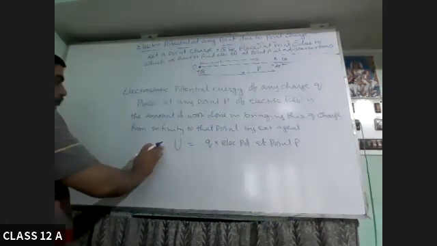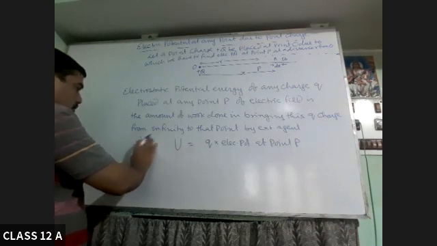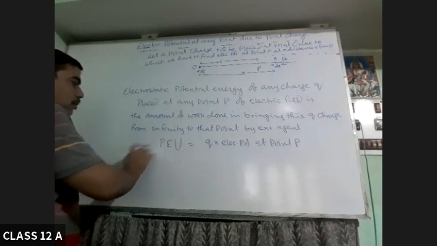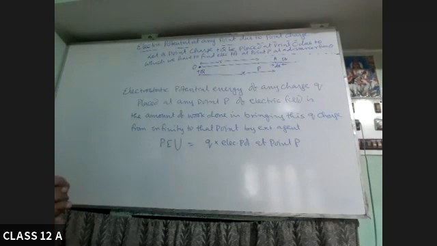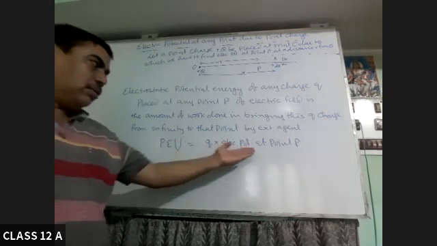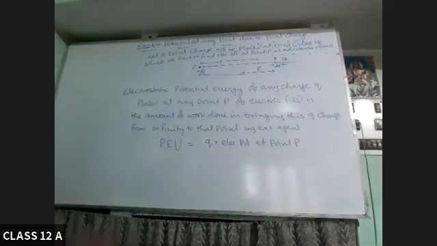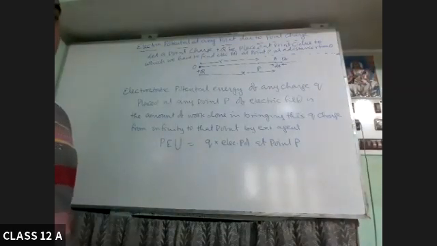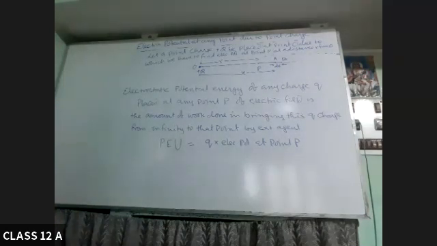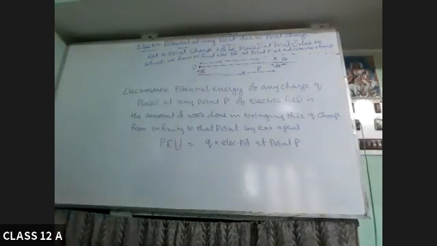So electrostatic potential energy, this U will be charge into potential at that particular point. So what will be the unit? Joule per coulomb, this is coulomb, so coulomb and coulomb cancel, it will be joule only. Electric potential will be joule per coulomb, but potential energy will be in joule because it is energy. And the SI unit of energy is joule, in CGS maybe erg or different units are there. So generally we express the unit of energy.